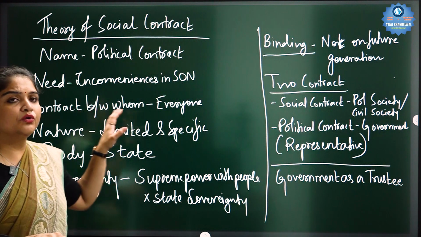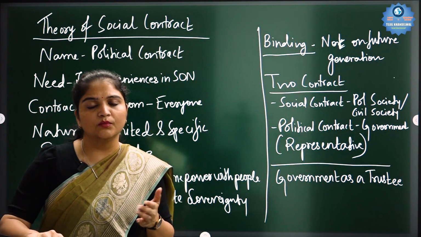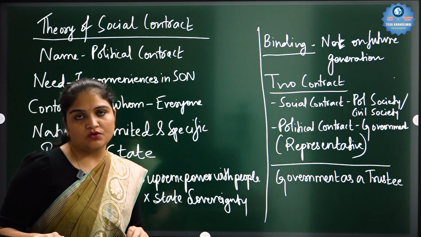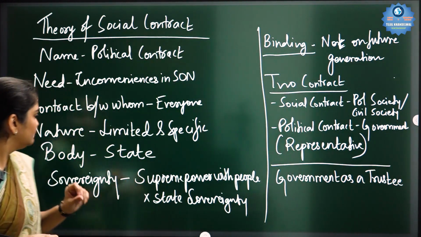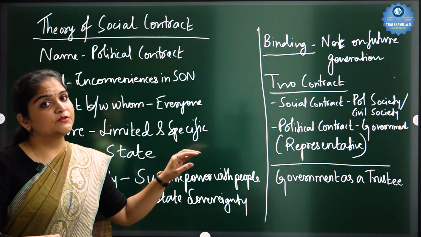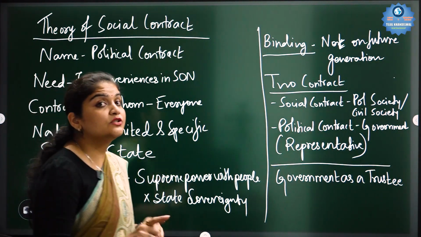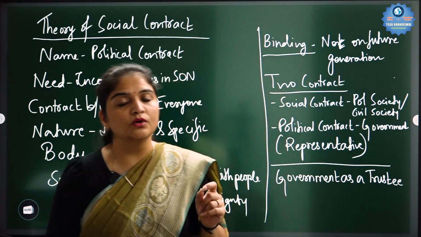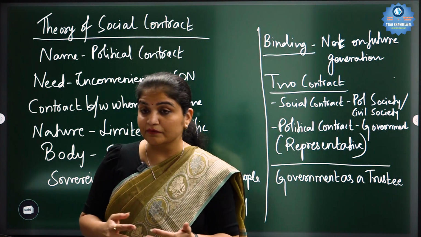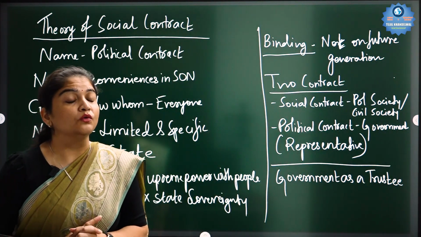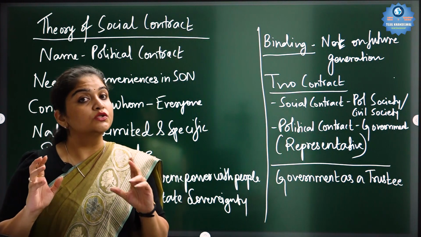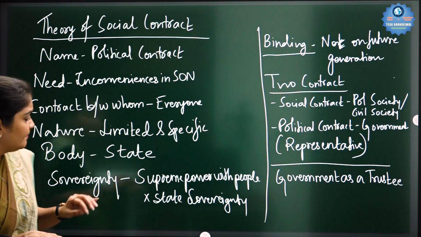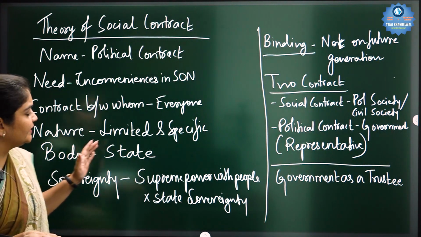Then, it is a contract between whom? It is a contract amongst everyone, because there is a strong element of consent in his contract, right? Now, the nature is also limited and specific. On the other hand, what is the nature of the Hobbesian contract? It is unlimited. Once you form the contract, it will be very difficult to dissolve the sovereign. And who will become supreme and absolute? The sovereign or the Leviathan will become supreme. Here it will not be like that, okay? Now, what is the body that will be created then?